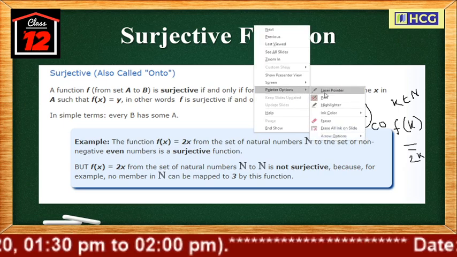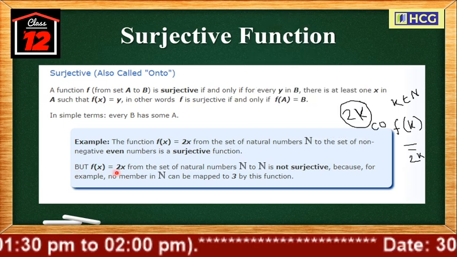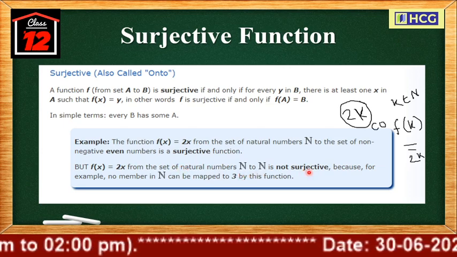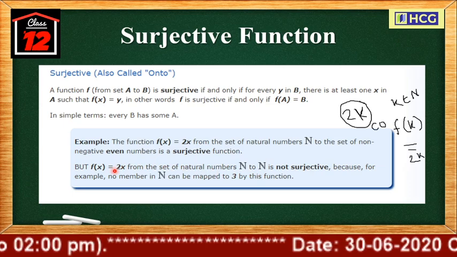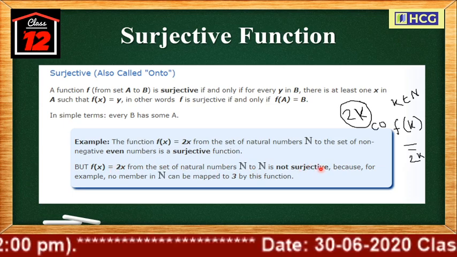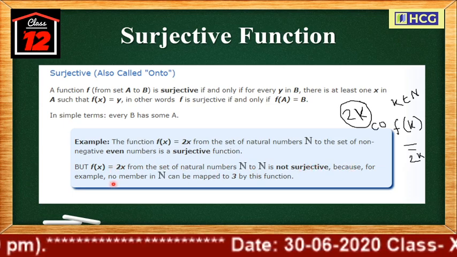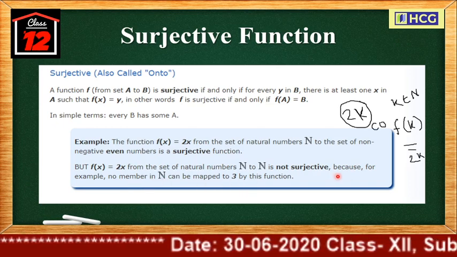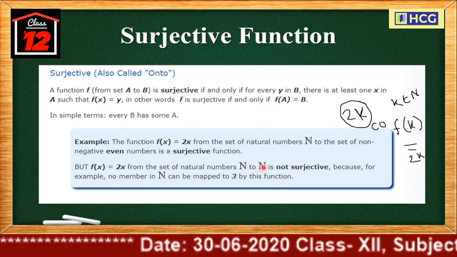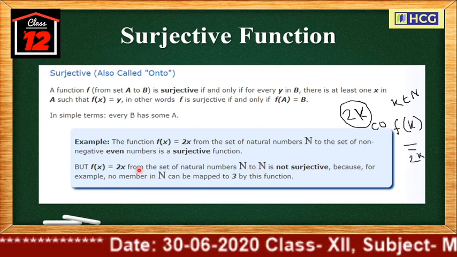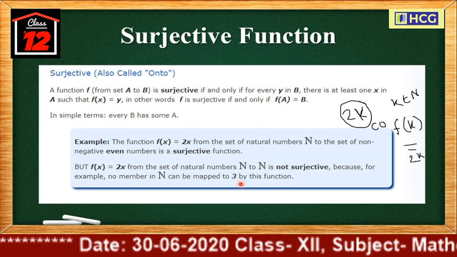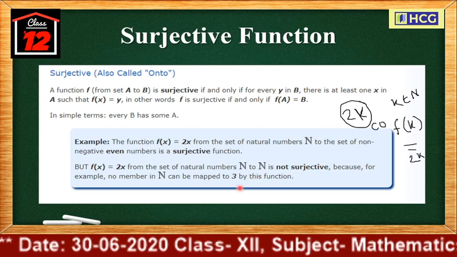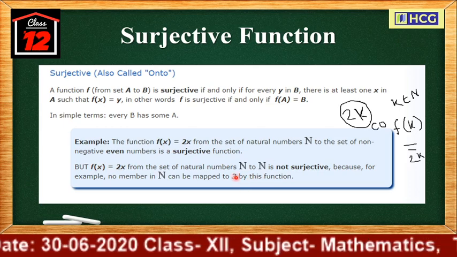But f(x) equal to 2x from the set of natural numbers N to N is not surjective. The function N to N is not surjective because no member in N can be mapped to 3 by this function. Now 3 is a natural number in the codomain set, but the element 3 has no preimage in the domain set, so therefore this function is not surjective.